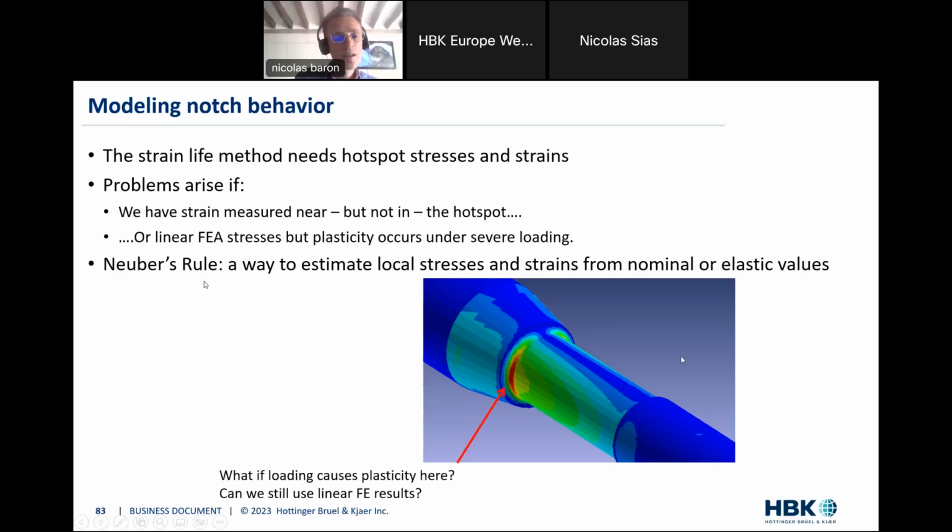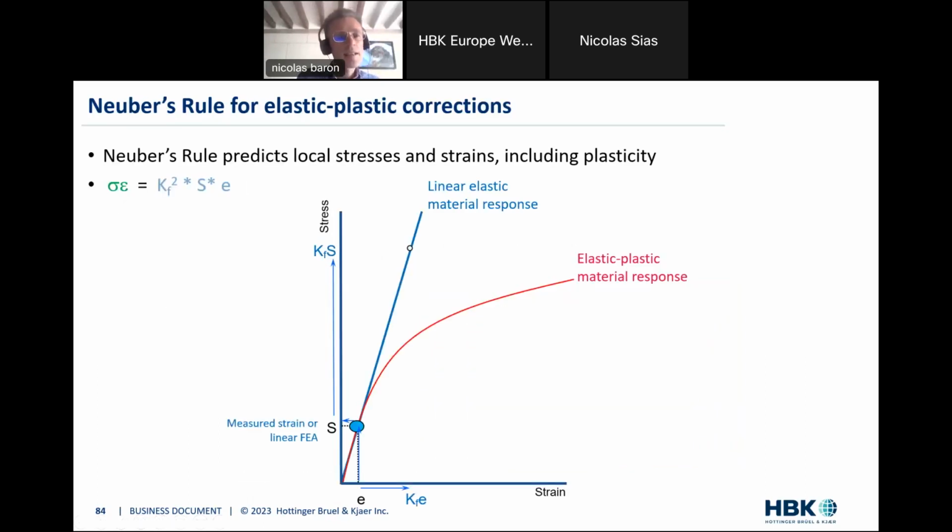And a way to do that will be to use a tool that's called Neuber's rule. In case you have not heard of that before, the principle is rather simple. Neuber's rule says that it's an energy equivalence. So we are just looking at energy in our stress strain curves here, and we're going to say that we can do the calculation as if the material were behaving in a totally elastic manner, and that's the blue line here. So we make our calculation with a simple linear finite element analysis typically, and we say that we want to make use of the elastic plastic material response curve.